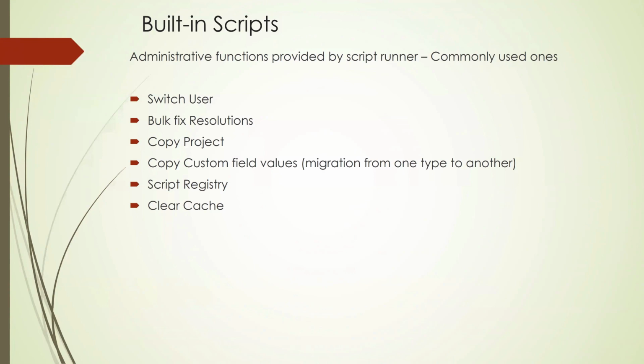Copy project, this is now also provided in Jira out of the box, but with ScriptRunner I have been using it since 2013, when it was very hard to actually create a project in Jira based on another existing project. But now it is provided out of the box in Jira, I think 7 onwards. Copy custom fields value, you can copy custom fields value from one type to another type. You can refer to the ScriptRunner documentation for a list of types that are supported.